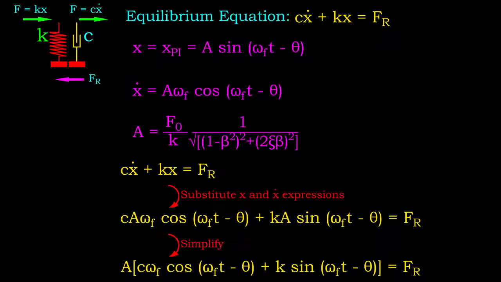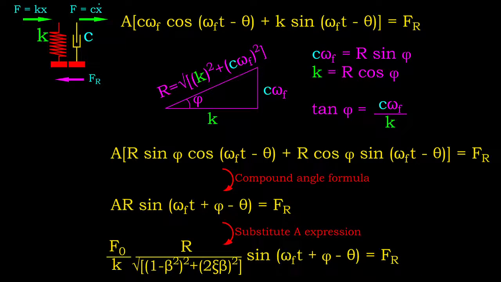The first derivative of the displacement response with respect to time gives us the expression for velocity response. Then, by substitution, we obtain an expanded version of our equilibrium equation. After simplification, we find the trigonometric relationship between C omega, F and K to ease our work. Pythagoras' theorem is used, and we also introduce a variable called R. Lastly, we simplify the equation by applying the compound angle formula.